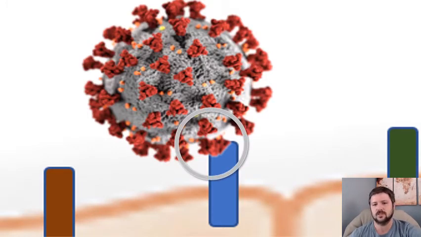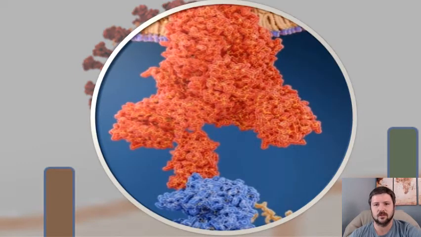So if I focus just in on this, and I'm going to borrow an image from the web here, you can see the virus, and then down here where that's attached to the blue would be the ACE enzyme, your receptor, and the red would be the virus spike protein, and there's this little receptor binding domain, RBD.